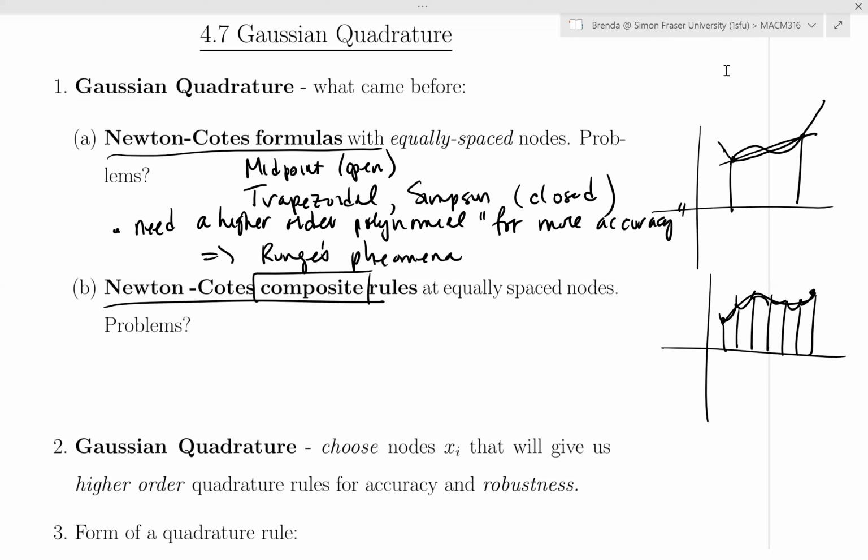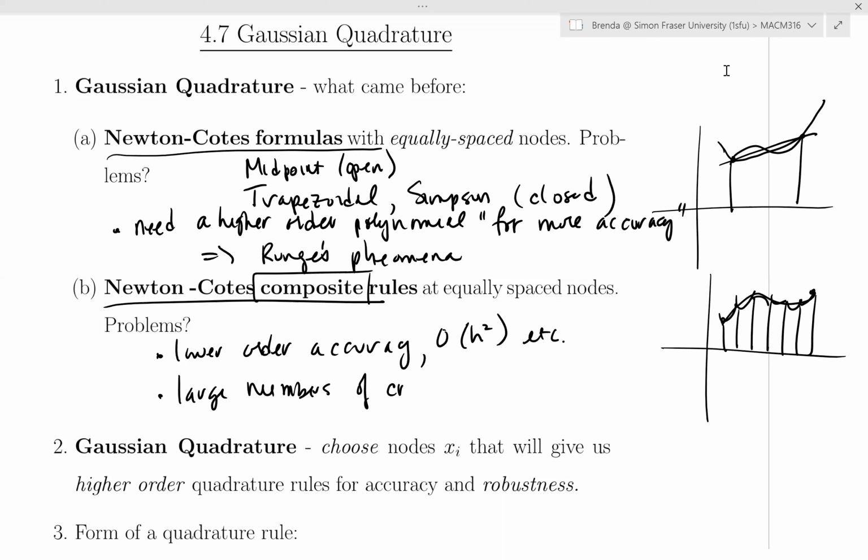That way we can keep the value of the function, and those are also at equally spaced nodes. So the problem there is we have lower order accuracy. The trapezoidal composite one was like that, or O(h squared), like that. So there's that problem. And we had large numbers of computations. We really had to make a lot of intervals, make lots of computations. Okay.